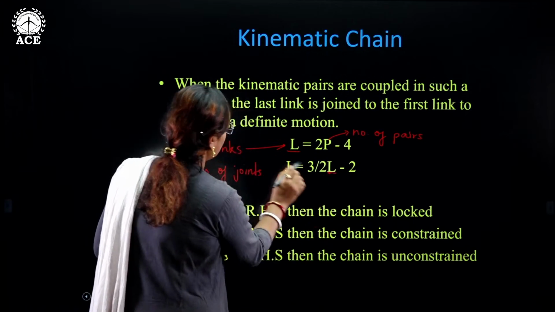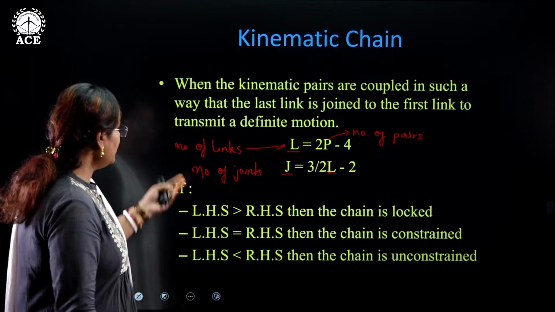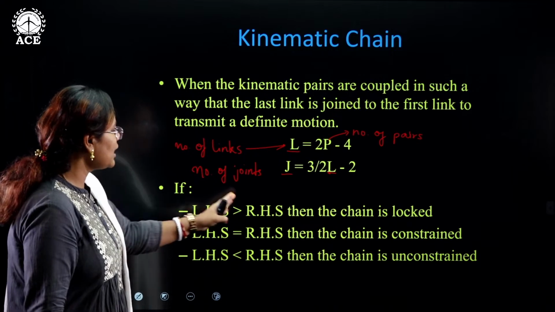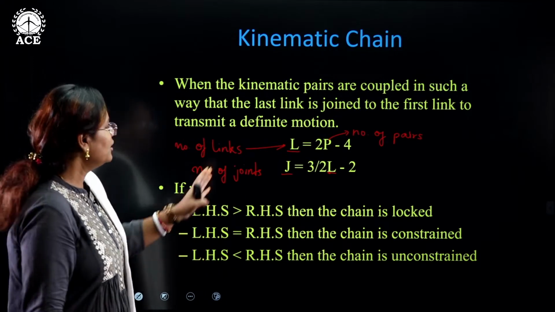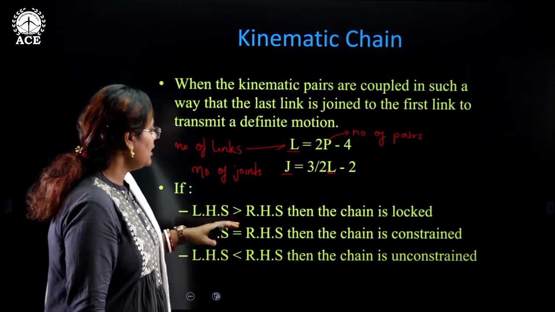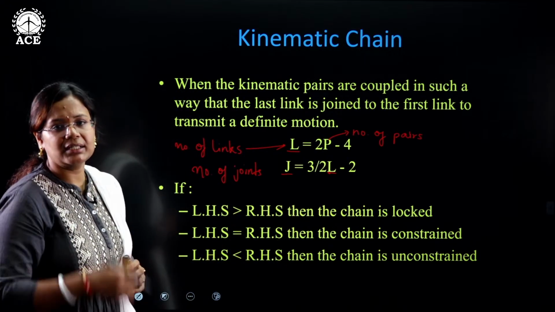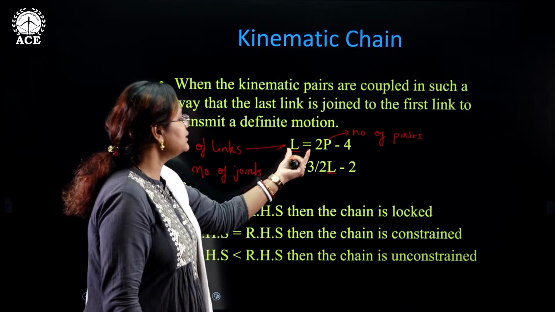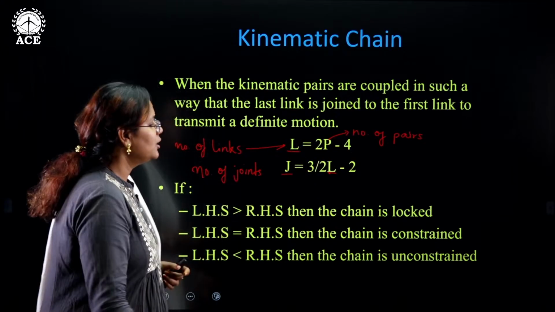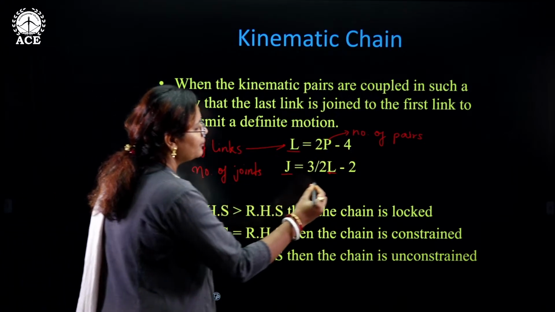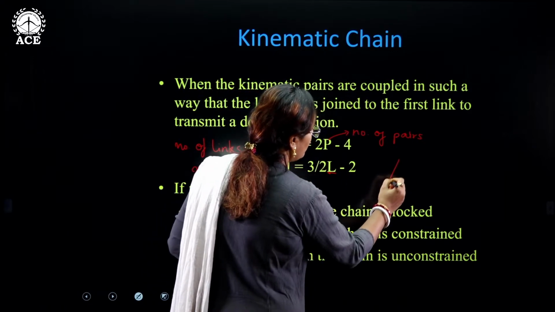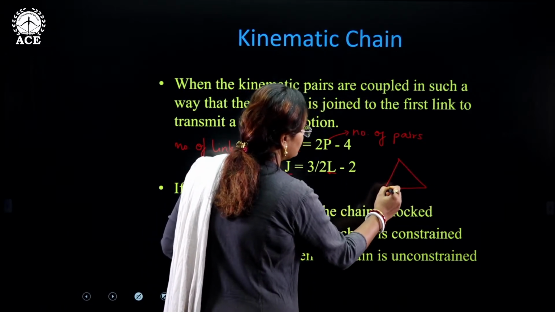Again, L is number of links. Here you will be seeing LHS, RHS terms used. Here I am using this equation and they are saying that the chain is locked. Let us now try ourselves. I am saying L is equal to 2P minus 4. So let us take an example of number of links. Let us take it as triangle.